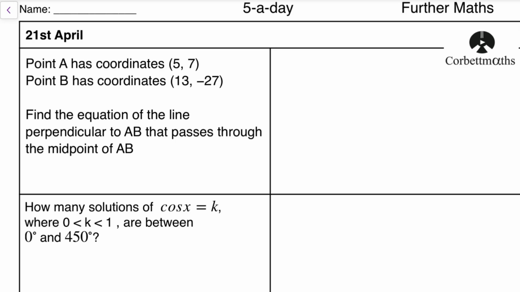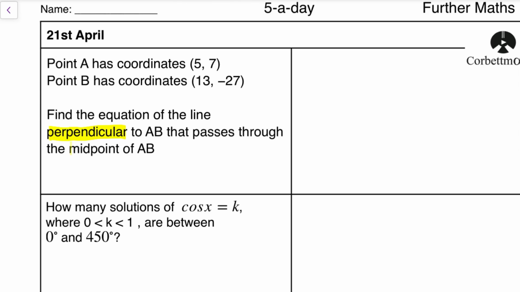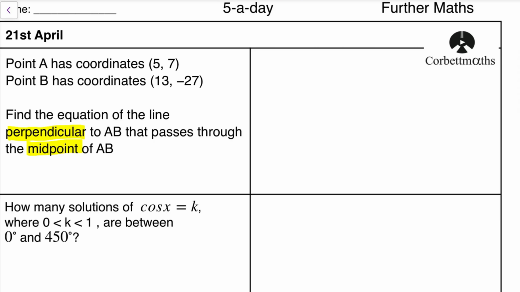Right, point A has coordinates, point B has coordinates. Find the... okay. This is a classic theory type question. Again, it's a bit of GCSE more than anything. The perpendicular bisector, which is basically what this is, so find the equation of the line perpendicular to AB that passes through the midpoint, is what's known as a perpendicular bisector.